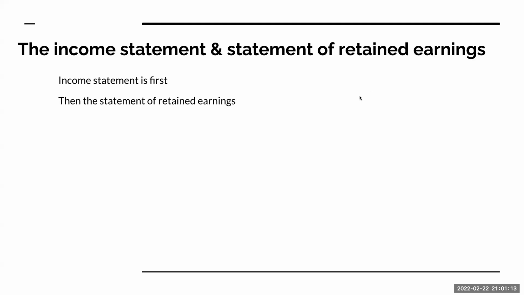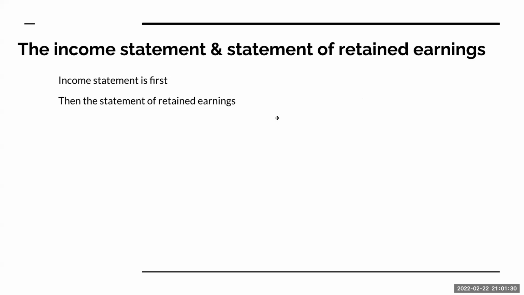So when we do our income statement and statement of retained earnings, let's take a step back for a second. First thing we did, we recorded the transactions. Second thing we did is we went through and then created a trial balance. Now, the next thing we're going to do is our income statement.